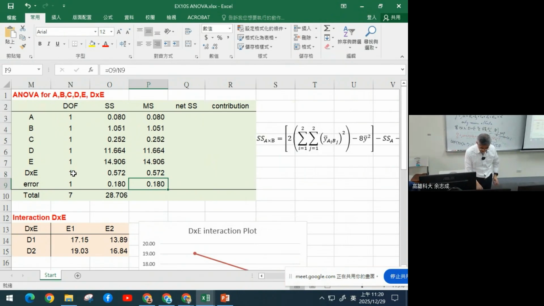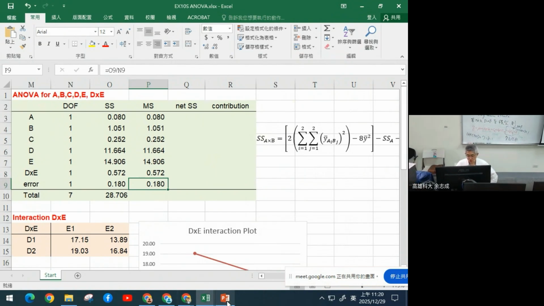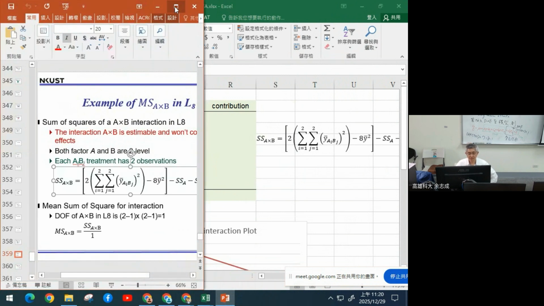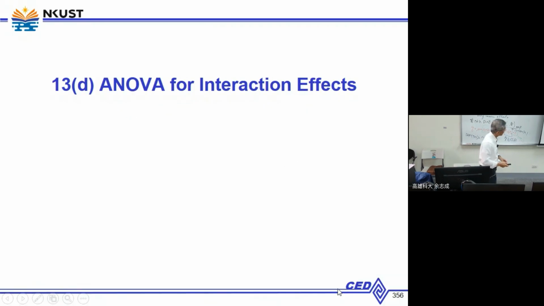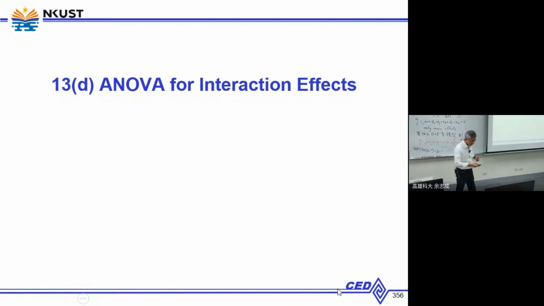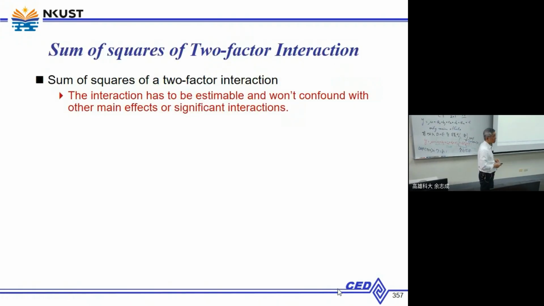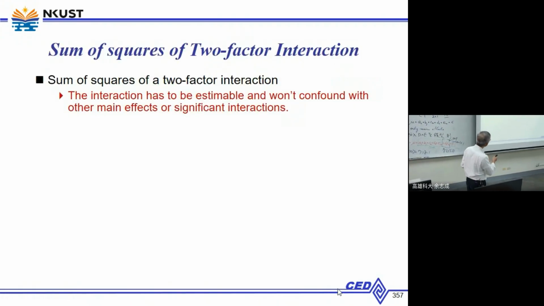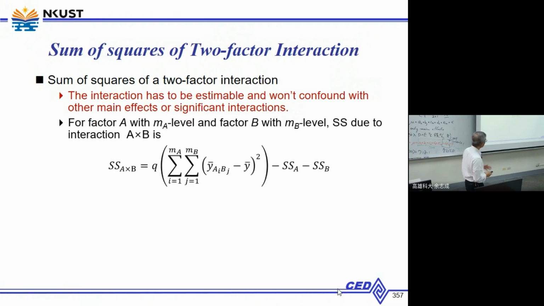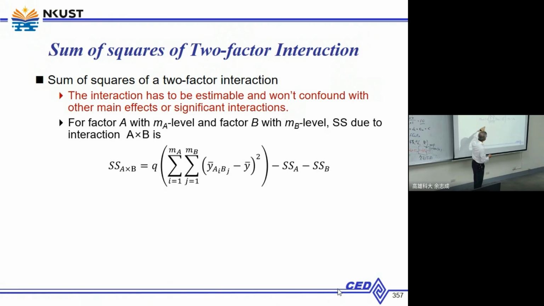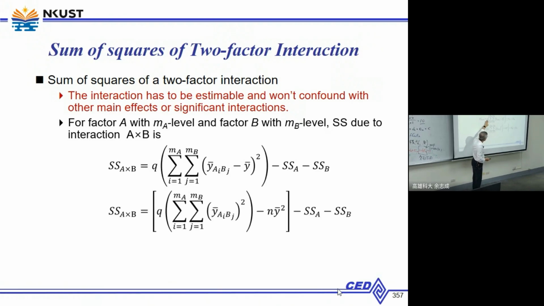Okay, let's go back to the PPT. If you look at the PPT, you will find this is what we show you. Let me switch to this one directly. So let's make a summary of what we just did. How do we calculate the sum square for two-factor interactions? This is the equation. And this can be simplified into these equations.